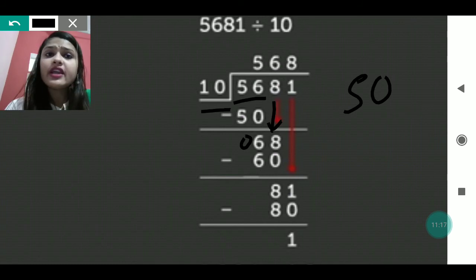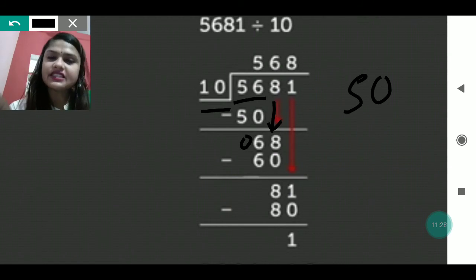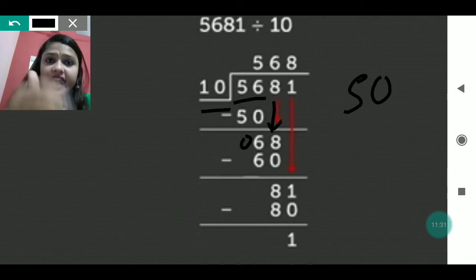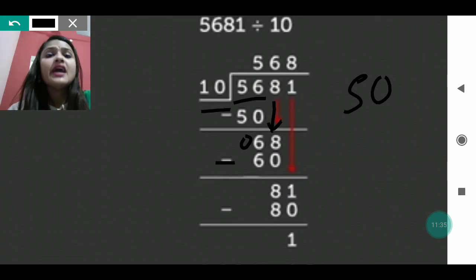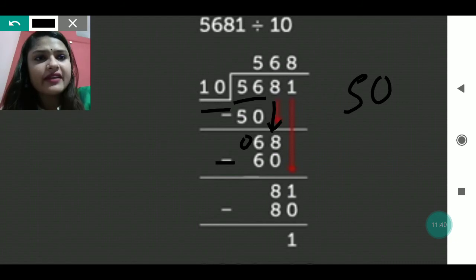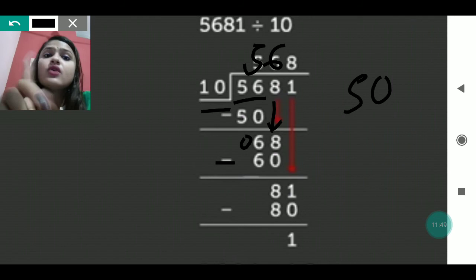So when we read the table of 10 6 times, we get 60. What are we getting? 60. So just below 68 we will write 60, and we will give the minus symbol. In how many times have we got 60? 6 times. So that 6 we have to write in the quotient, as we have written the 5 in the quotient.